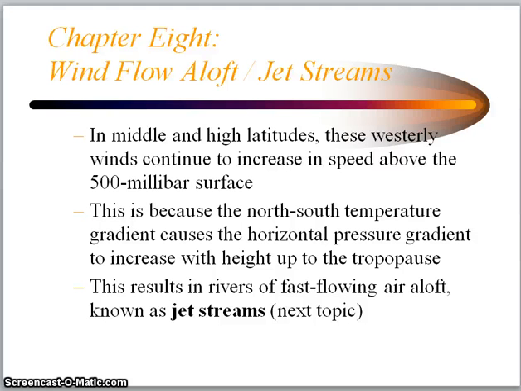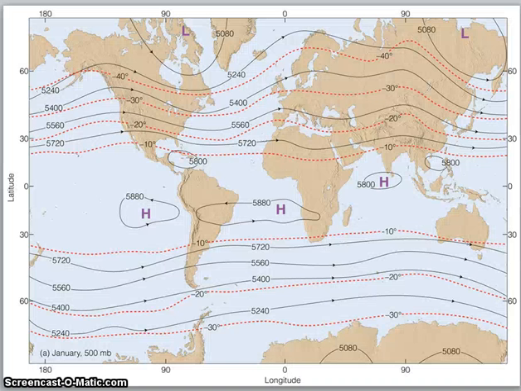This is because the north-south temperature gradient causes the horizontal pressure gradient to increase with height up to the top of the troposphere, which is, of course, as you learned, called the tropopause. This results in rivers of fast-flowing air above our heads known as jet streams, which is, guess what, our topic after these two graphics. So here are the average upper-level atmospheric pressure patterns for January.